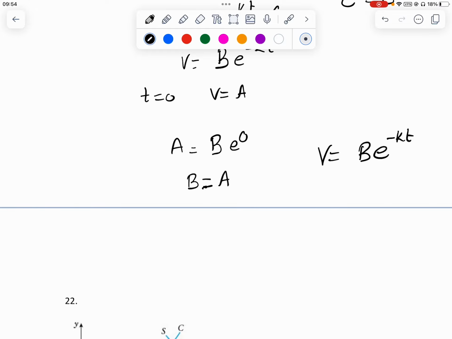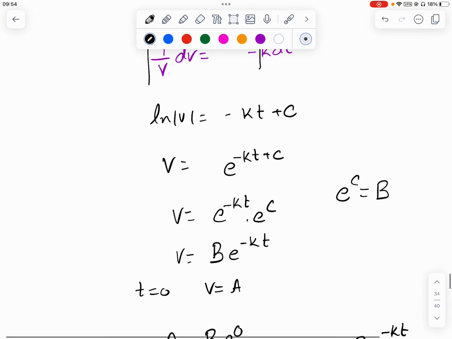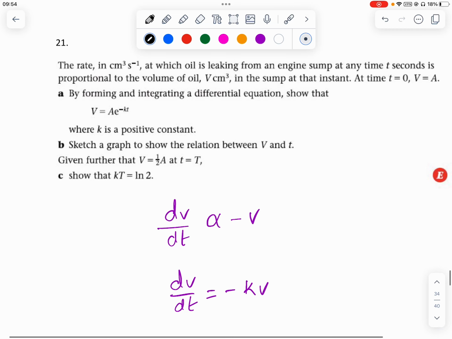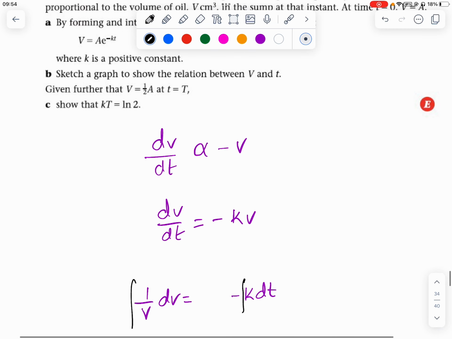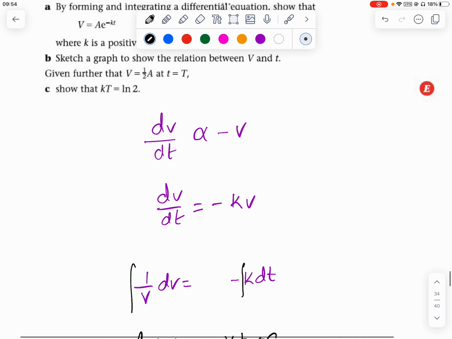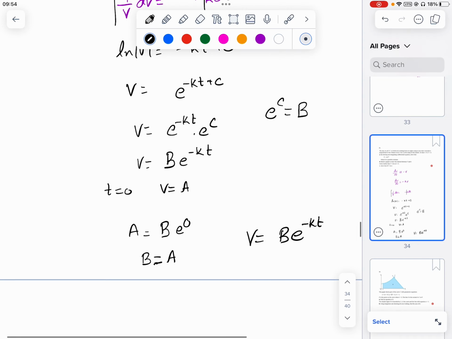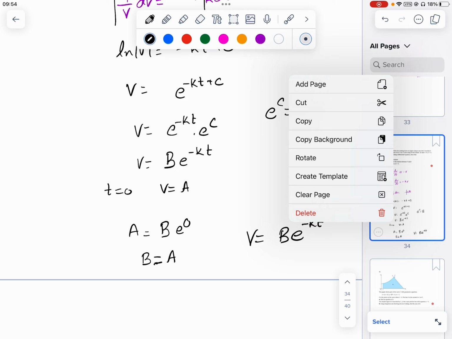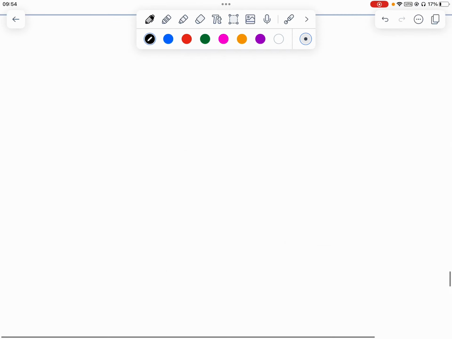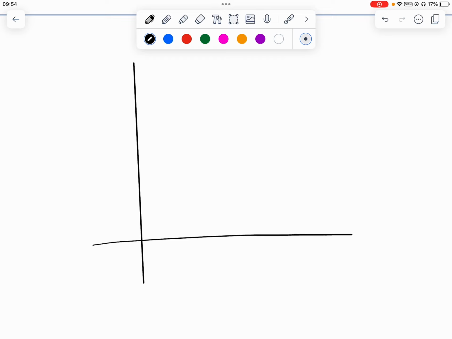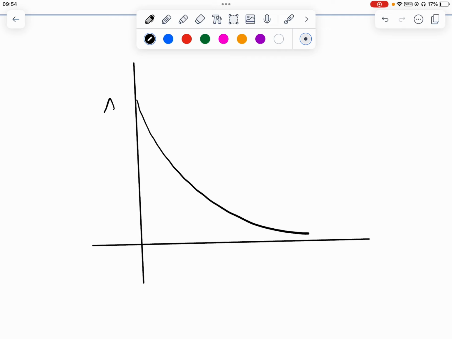Now sketch the graph for the second part, the B part. Sketch the graph of the relation V against T. Given that V equals 1 upon 2a at T equals capital T, show that kT equals ln 2. So for that, it is a decreasing e power minus kt. It keeps on decreasing. This is A. V equals to a e power minus kt.